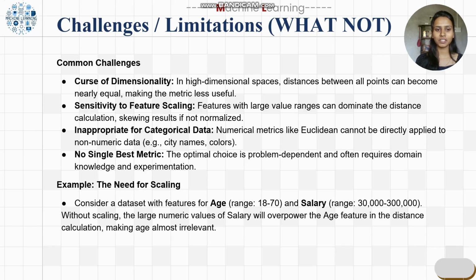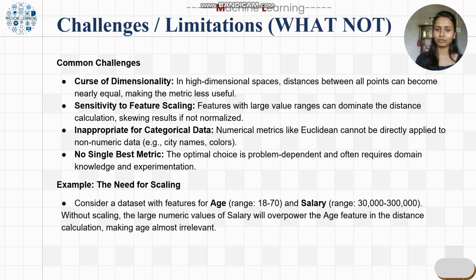The second one is sensitivity to feature scaling. Some data point ranges are very large, and that can dominate the distance calculation. So we have to normalize it by using some techniques of machine learning. The third one is inappropriateness for categorical data. A distance metric like Euclidean distance cannot be directly applied to non-numeric data, that is categorical data, for example city names and colors.